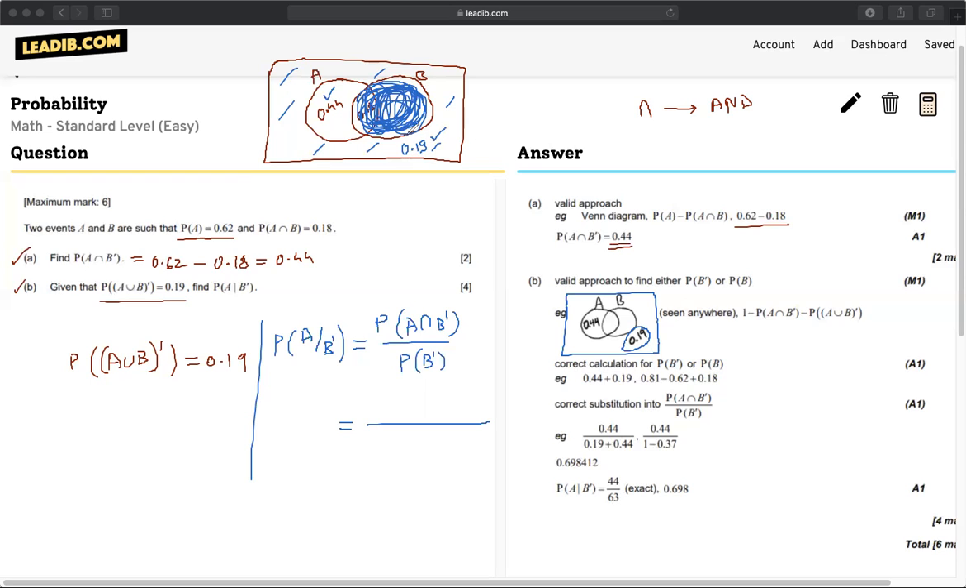That is what is not B, because B is the circle. Everything outside that is not B. That is 0.44 plus 0.19. So let me write this down here. This value is going to be 0.44. That is not B because that's a part of A, plus 0.19 because that is also not B because it is outside of B, right?